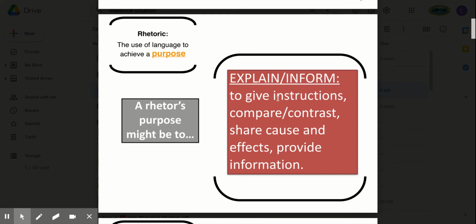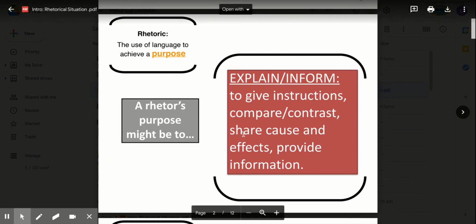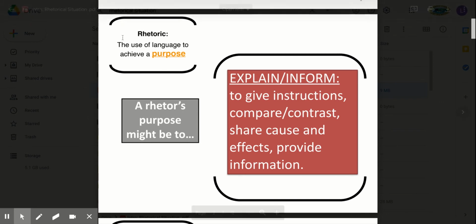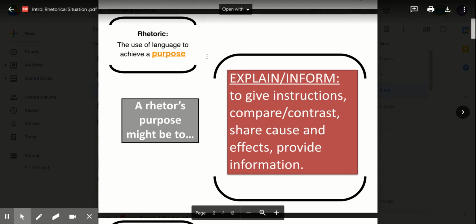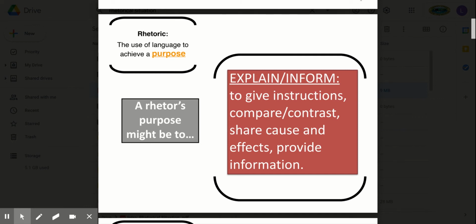So something that's giving instructions, comparing and contrasting, identifying causes and effects, giving information. So that might be one purpose that rhetorical choices are aimed towards achieving. So an instruction manual that's written in really clear language and short sentences, and it's in list format. Those are all rhetorical choices intended to achieve a purpose, and the purpose is to explain. So the reason it's so simple and easy to follow is that that is what you would want if you were first encountering something that you don't know how to do.